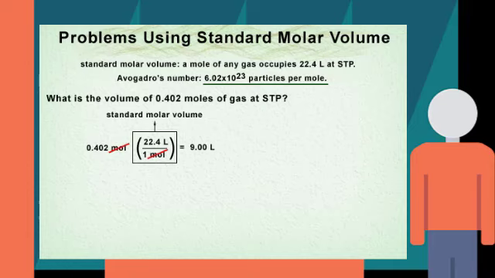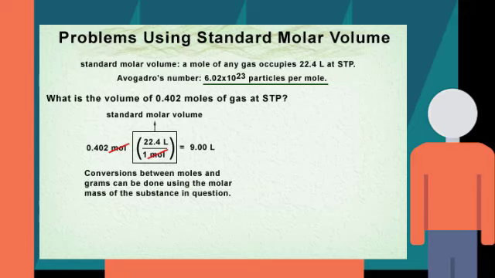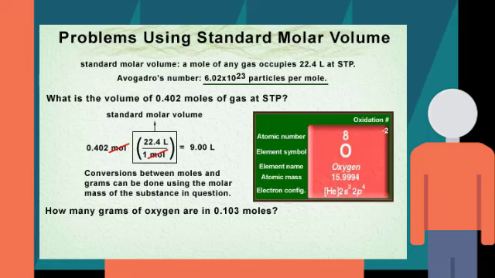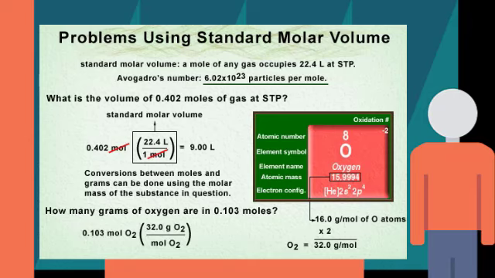These calculations can be taken a step further by converting between moles and grams. From your previous studies in chemistry, you should recall that moles can easily be converted to grams using the molecular mass of the substance. How many grams of oxygen are in 0.103 moles? The molar mass of an oxygen atom is 16 grams per mole, so molecular oxygen, containing 2 oxygen atoms, has a molar mass of 32 grams per mole. Multiplying this by the number of moles, you find that 0.103 moles of oxygen has a mass of 3.3 grams.